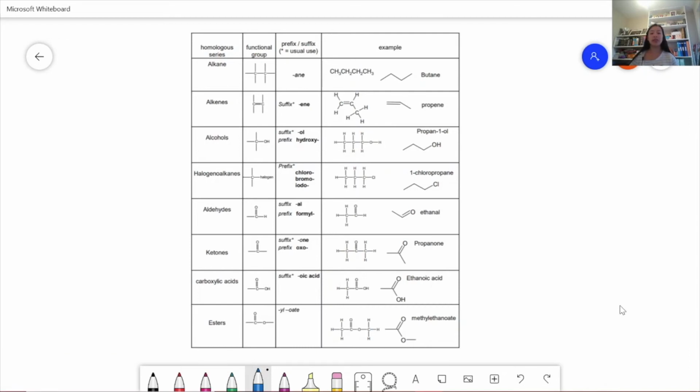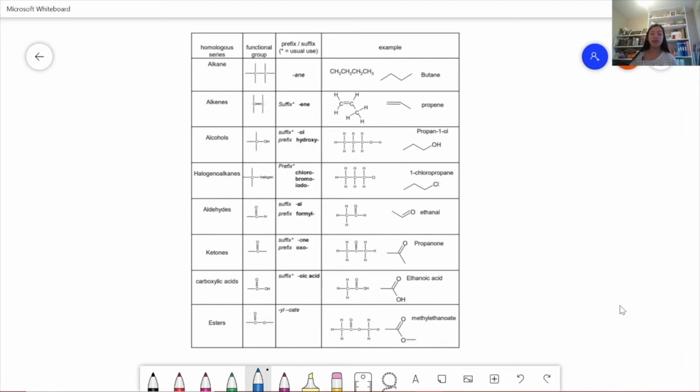So because in the example we've got 2 carbons, we give it the prefix of eth and then put ethanoic acid. And because the example has 2 carbons, we call it ethan and then put oic acid behind it. And then finally for esters, which have the COO group, we give it a yl and then oate.